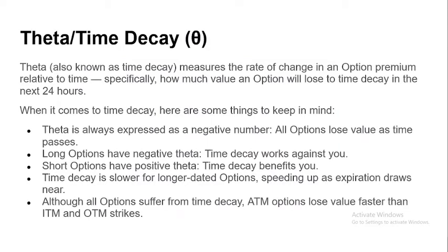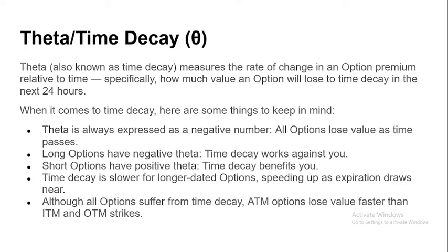Okay. So theta or time decay. Theta, also known as time decay, measures the rate of change in an option premium relative to time. Specifically, how much value an option will lose to time decay in the next 24 hours. When it comes to time decay, here are some things to keep in mind. Theta is always expressed as a negative number. All options lose value as time passes.